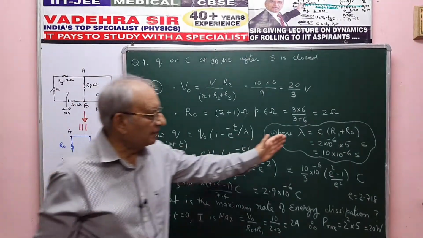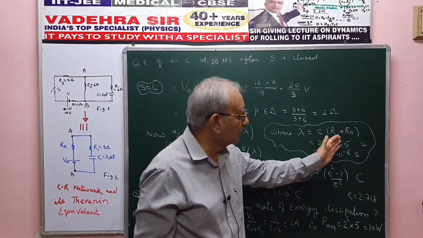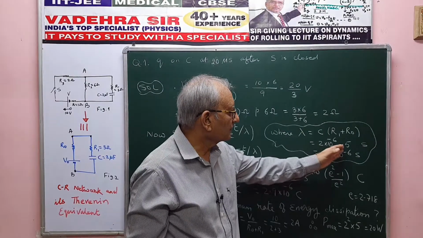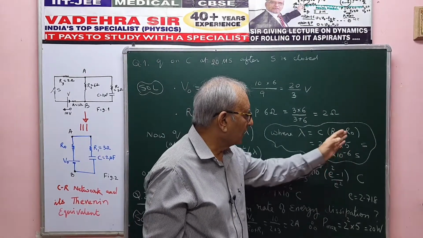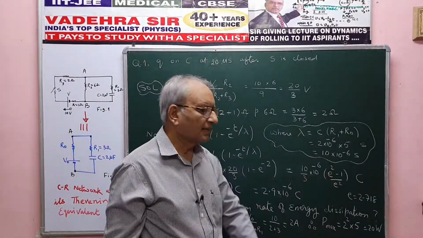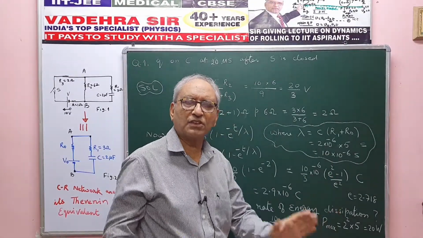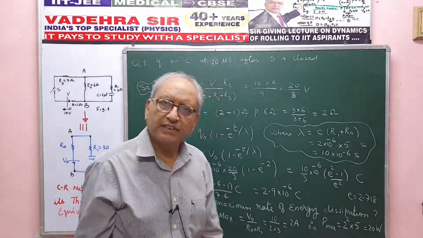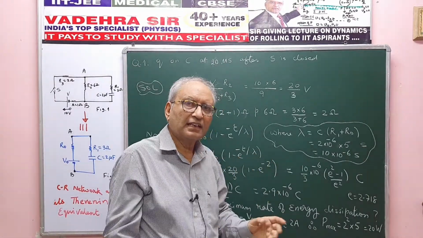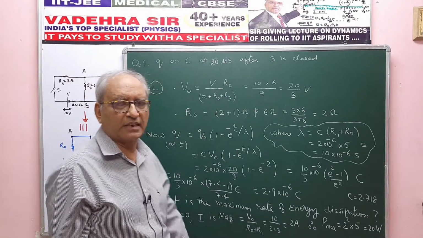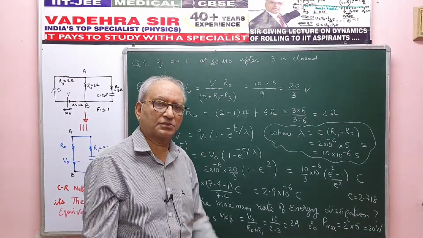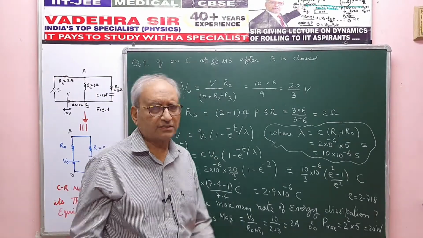So here lambda, the time constant, is C into R1 plus R naught. C is 2 microfarad times R1 plus R naught. R naught is 2 and R1 is 3, that makes 5. So this gives me 10 microseconds. So the time constant is 10 microseconds. We have been asked to find the charge on the positive plate of the capacitor after 20 microseconds.